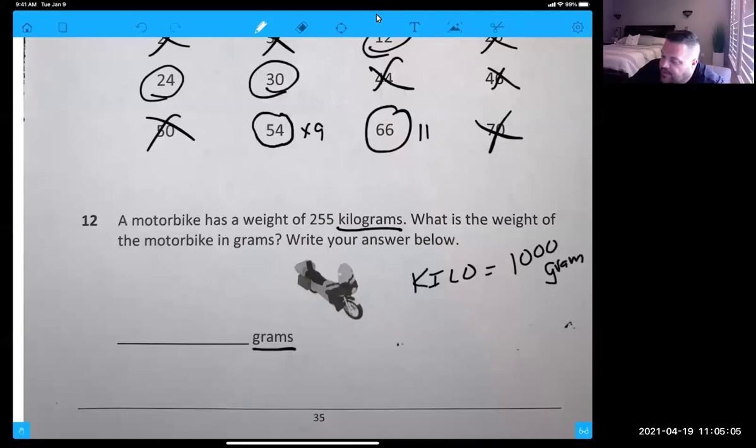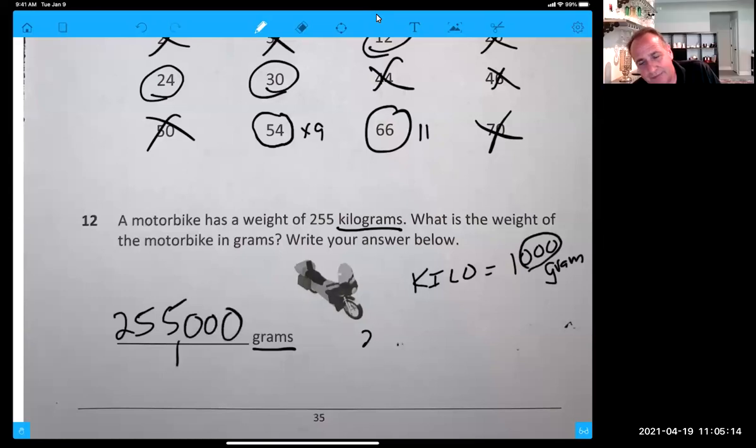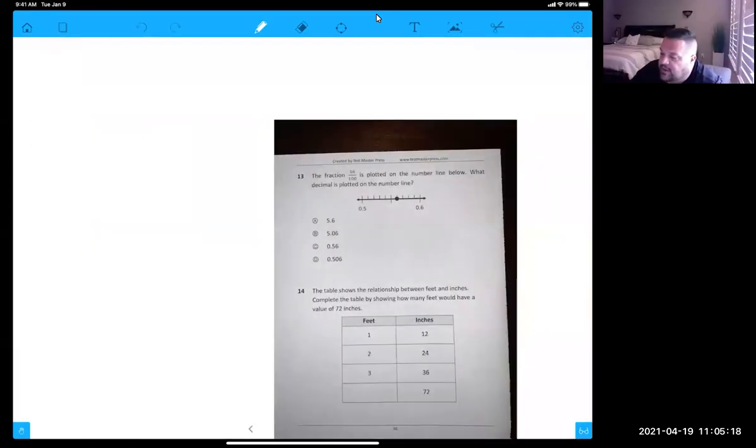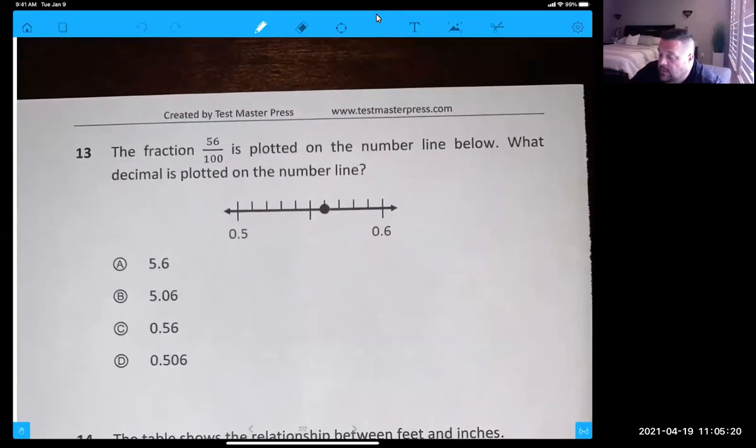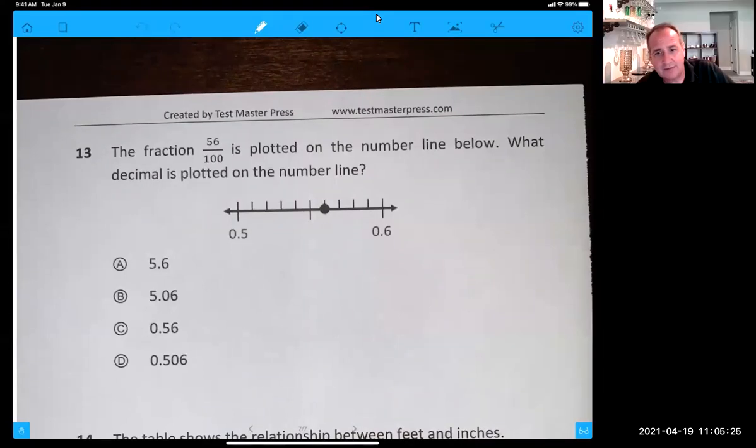So if we know that, then we're basically taking the 255 and just adding the 3 zeros, right? Yeah. For multiplication. Yes, because grams are a lot smaller. Perfect. 2 more. Ooh, I like that one.